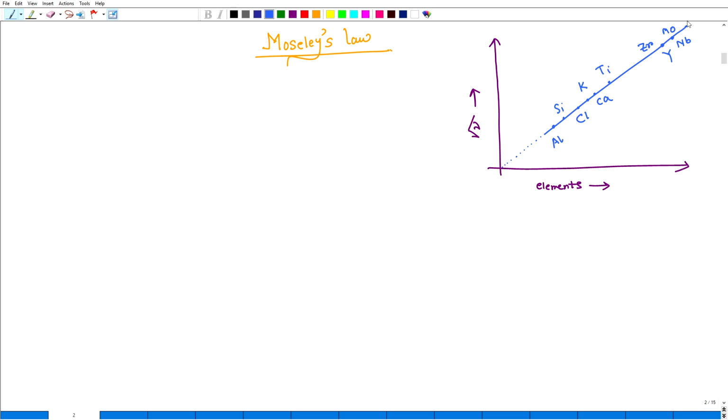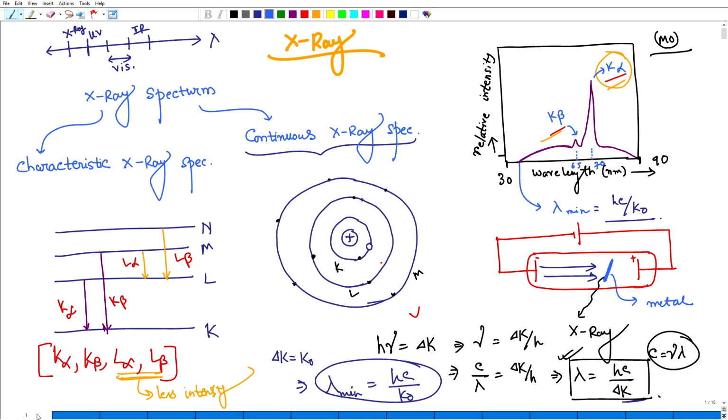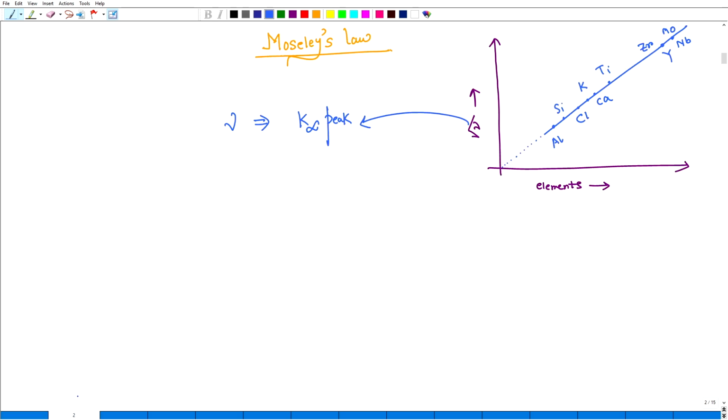You can see there is a straight line he obtained. What is the nu? Nu is the corresponding frequency of that K alpha peak. There are 4 peaks, so the K alpha peak is there. This K alpha peak is obtained for a certain wavelength, so we can convert wavelength into frequency. How? We just have to take care about this formula.